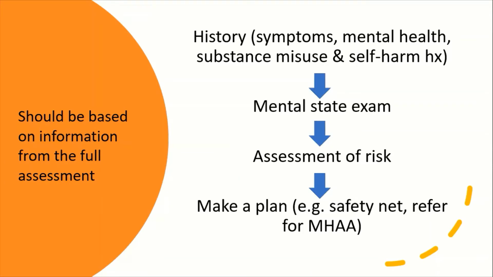So we start off with taking a history. We need to consider, what are the current symptoms? Do they have depression or psychosis? How severe is it? We need to think about their past medical history. We need to think about their past mental health history. We need to think about their substance misuse history and self-harm history, as these are risk factors for completing suicide.